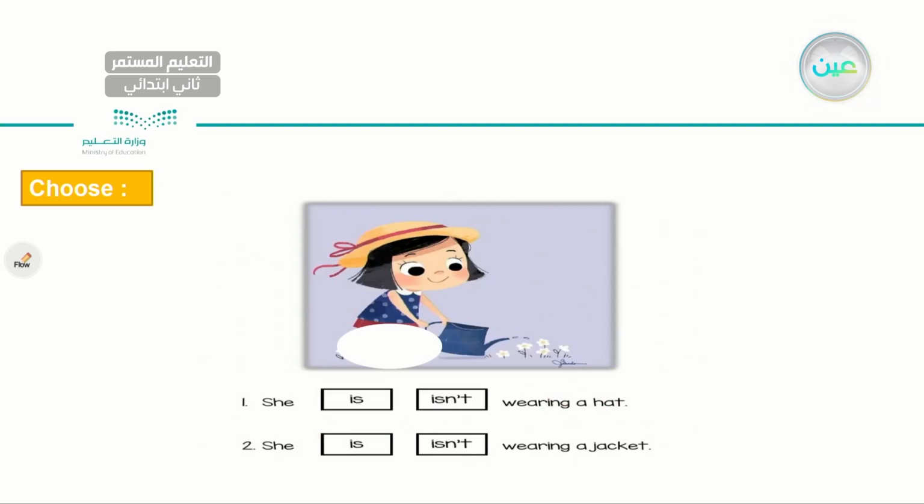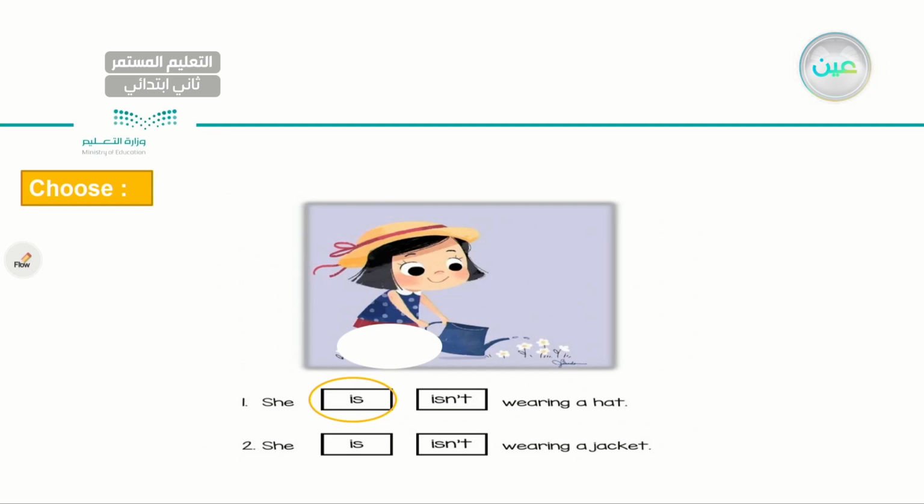Now, how about this one? I have this girl, she's watering the flower, she's wearing some things, she's not wearing other things. Let's read. Number 1. She isn't wearing a hat. What do you think? How can we describe this girl? She is or she isn't wearing a hat? Now look at the picture. Is she wearing a hat? Very good. So our answer is she is wearing a hat. Very good. She is wearing a hat. Excellent.